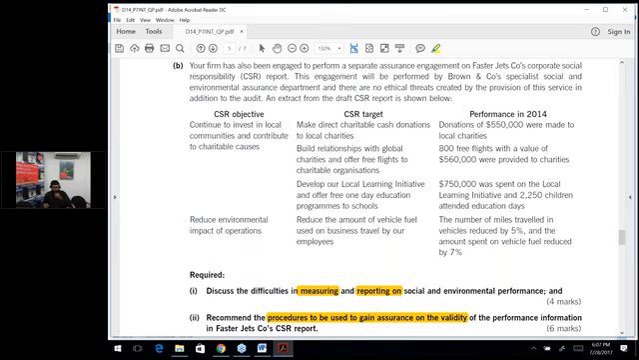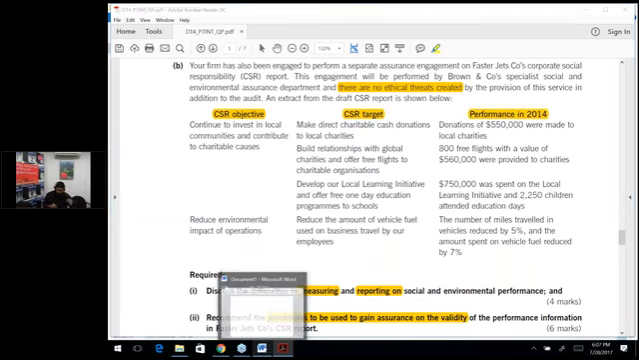Okay. So it says that your firm has also been engaged to perform a separate assurance engagement on Faster Jet Company's corporate social responsibility report. The engagement will be performed by Brown Company's specialist social and environmental assurance department, and there are no ethical threats created by the provision of this service in addition to the audit. An extract from the draft CSR report is shown below. So you have been given the CSR objective, the CSR target, and the performance in 2014. Now let's start discussing.